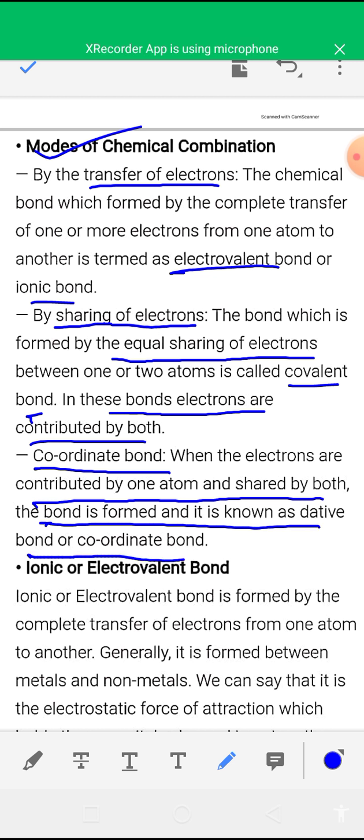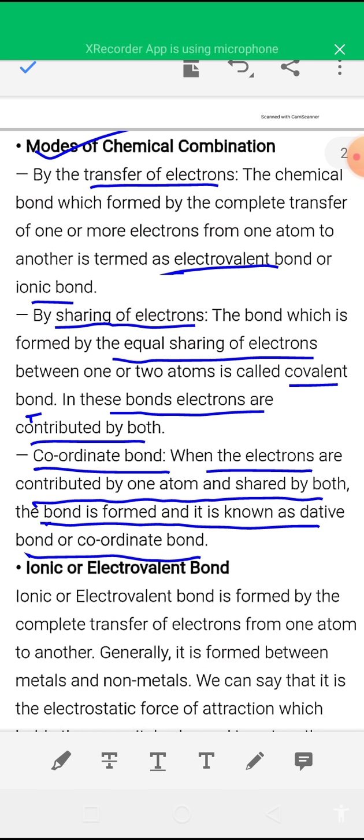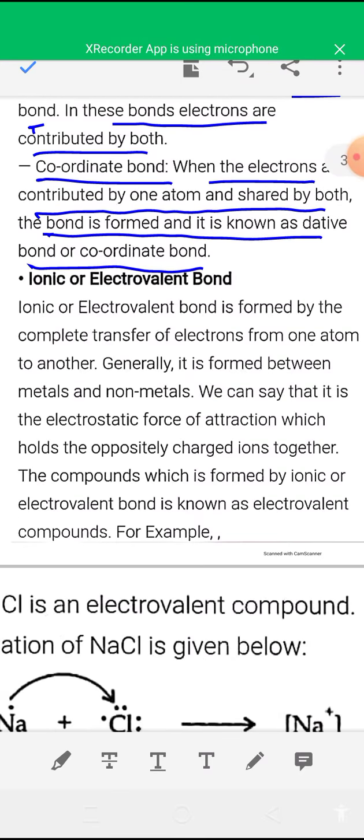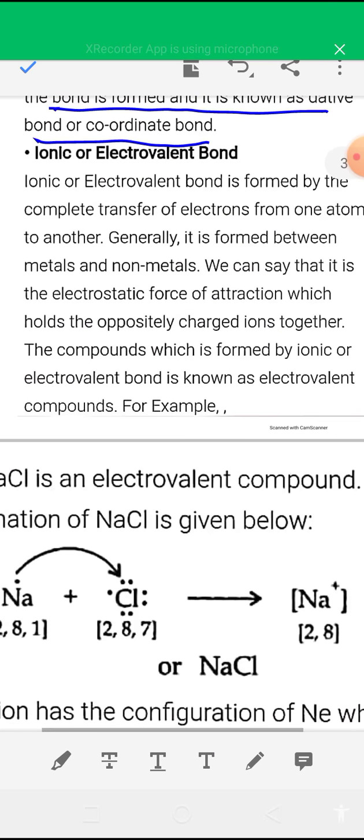In a dative bond or coordinate bond, at least one electron pair is shared by one atom and will be equally used by both atoms. So when the lone pair of electrons are contributed by one atom and shared by both, the bond formed is known as a dative bond or coordinate bond. So there are three types of bond: ionic bond, covalent bond, and coordinate bond.